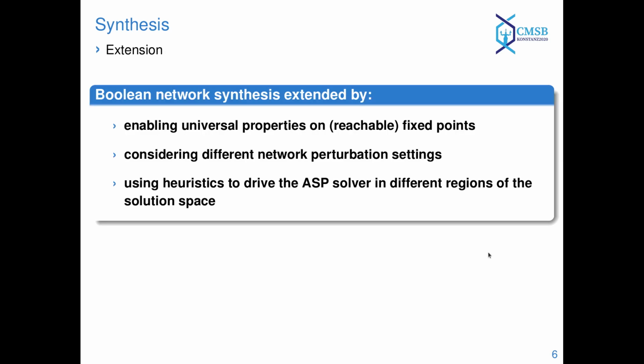The extension of this work is notably that we have enabled the possibility to take into account a universal property on fixed points for the synthesis. And we have also added different network perturbation settings, and we use heuristics to drive the ASP solver in different regions of the solution space. Indeed, the comprehensive set of models is often too huge to be enumerated. Thus, our aim is to sample ensembles of Boolean networks, ensembles which are ideally representative of the diversity of the whole set of models.